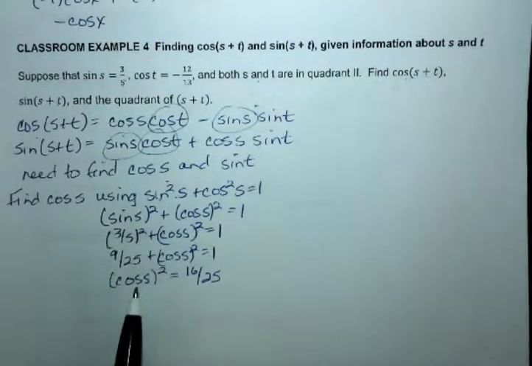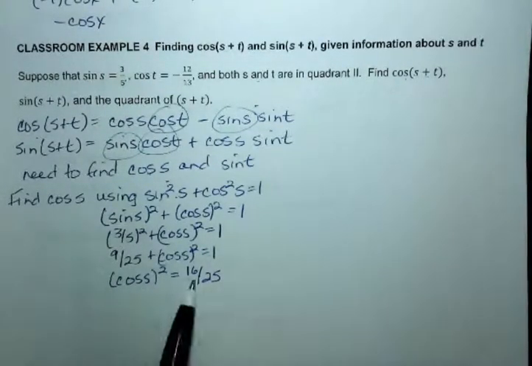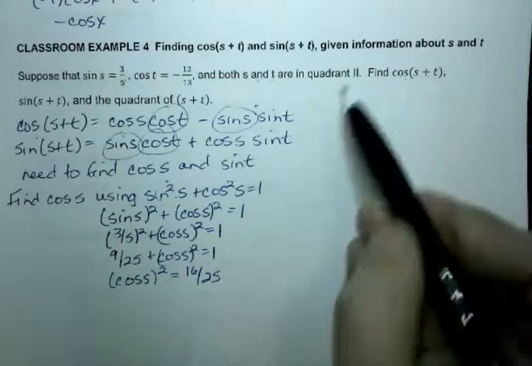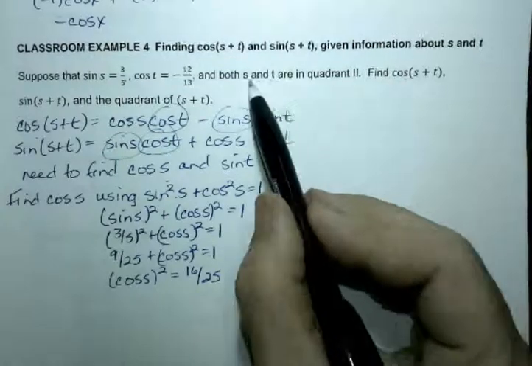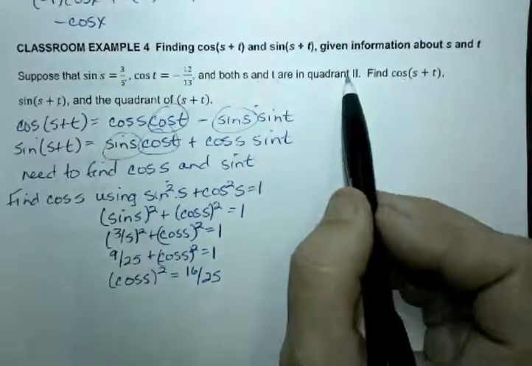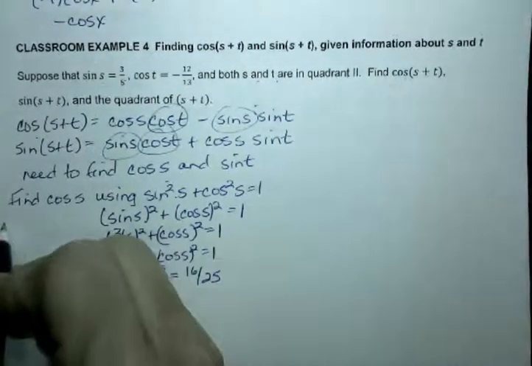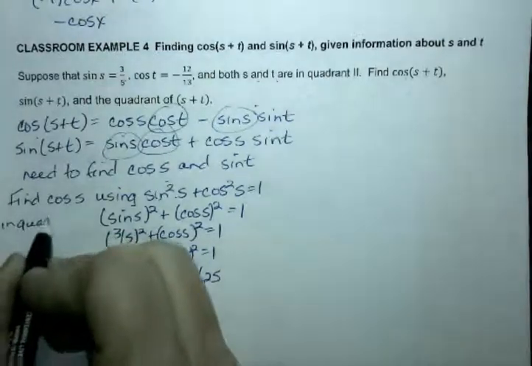Now I want to take the square root of each side, and I have to think about whether this is going to be a positive or a negative value. So I'm going to go back and look at what quadrants I have. Both of my angles are in quadrant 2. In quadrant 2, cosine is negative.